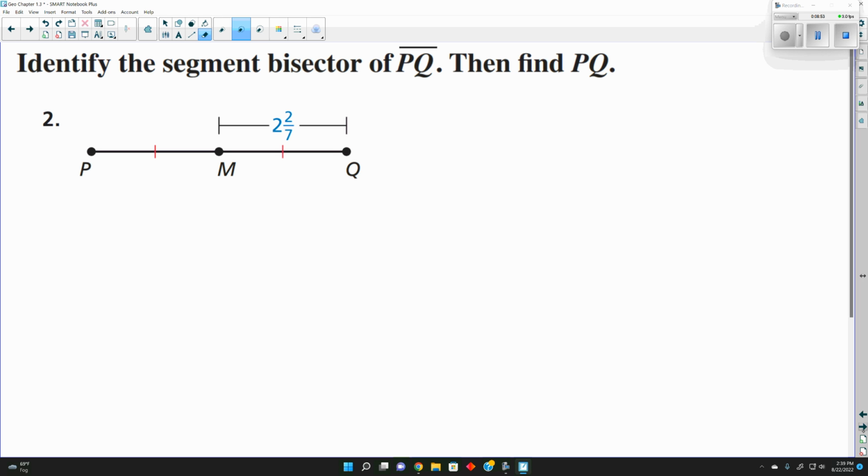Now, if we look at the next one here, we want to identify the segment bisector of PQ, line segment PQ, then find the length of PQ. So what's our segment bisector? M. What is M? So the segment bisector is just point M. Point M. That's going to be our segment bisector.